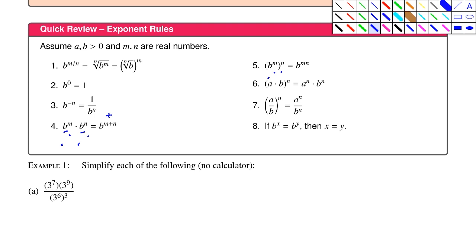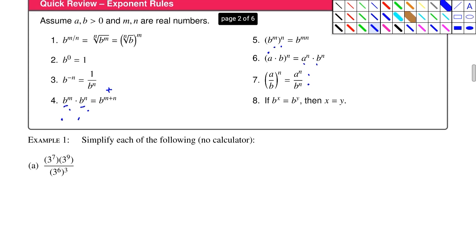Number 6, a times b, quantity raised to the n power. The n can be given to both the a and the b. So you get a to the n times b to the n. And the similar property for division happens. If you have a over b, quantity raised to the n power, then you get a to the n divided by b to the n. And finally, if b to the x is equal to b to the y, then x is equal to y.